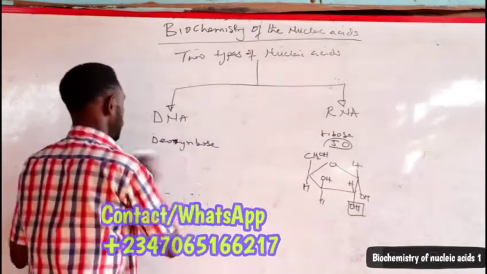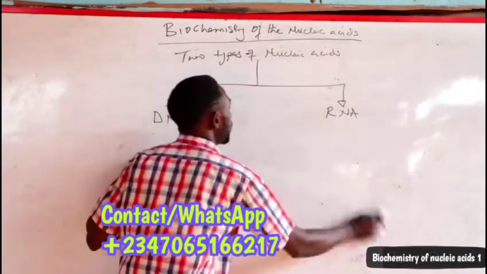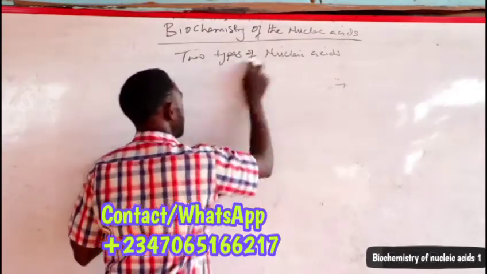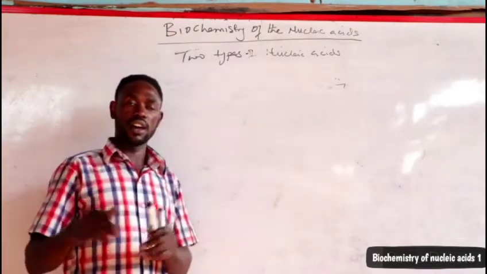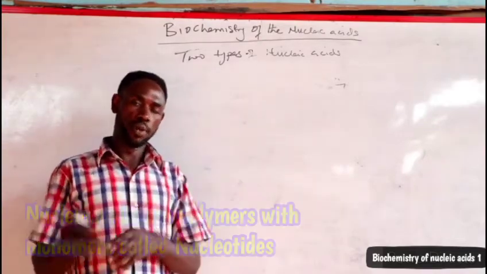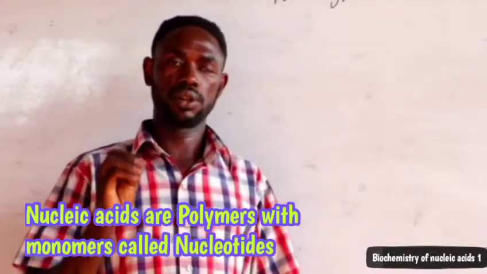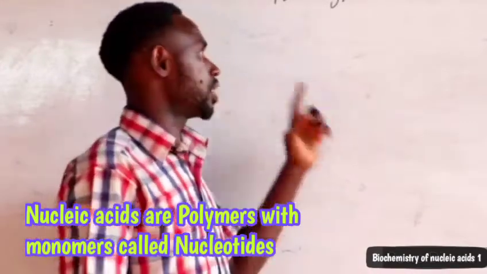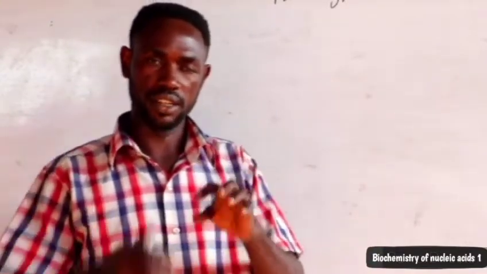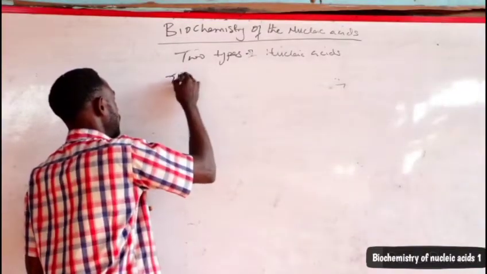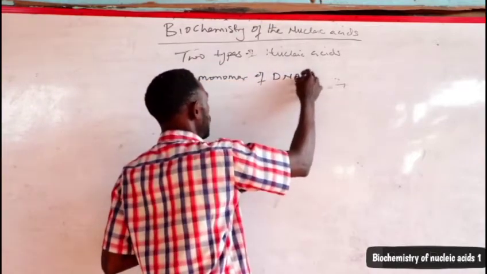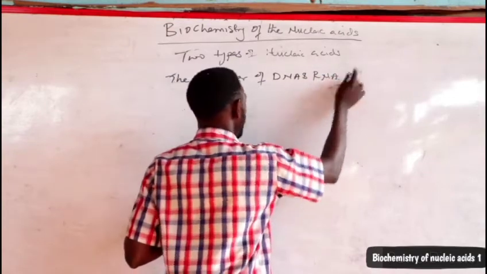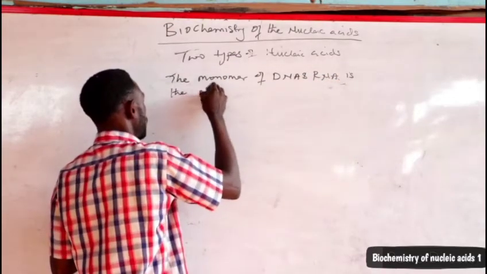Actually, nucleic acids are polymers. When we say polymers, they are giant molecules. These nucleic acids, DNA and RNA, are polymers whose monomer is called a nucleotide. What builds up both DNA and RNA is a nucleotide. The building unit, or the monomer, of nucleic acid is called a nucleotide.